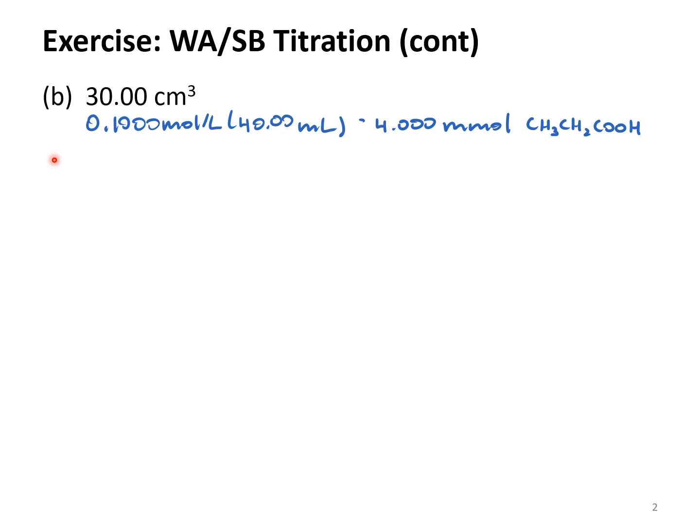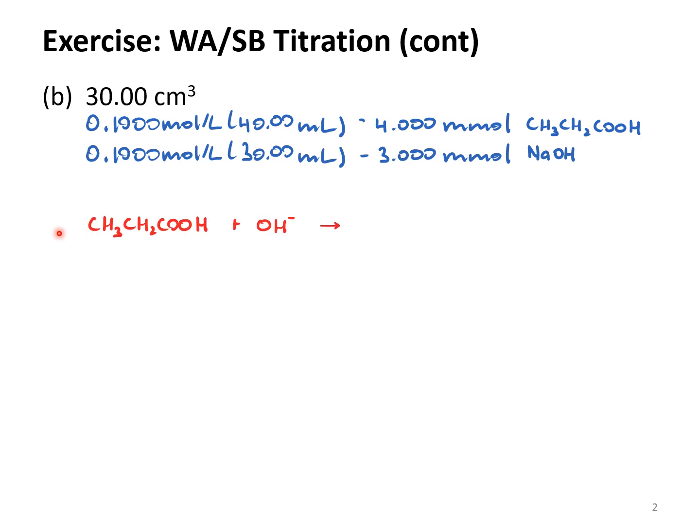At this point in the titration, we've added 30 mL of sodium hydroxide, and the concentration of sodium hydroxide that we started with was 0.1 molar, times 30 mL gives us 3 millimoles of sodium hydroxide. So as I said, the propanoic acid reacts with the hydroxide. This is the beginning of our net ionic reaction, and this hydroxide comes from the sodium hydroxide. Here, propanoic acid, being the acid, will donate a proton to the hydroxide to produce water and propanoate, which is the conjugate base of propanoic acid.